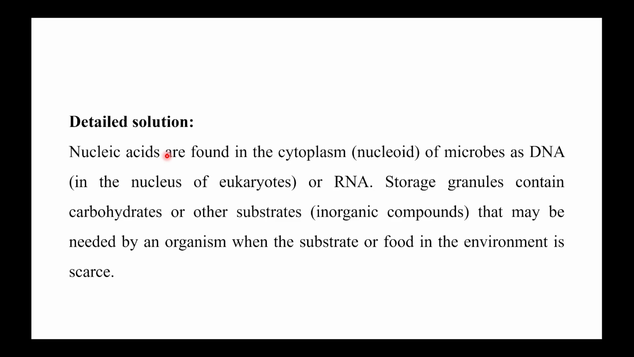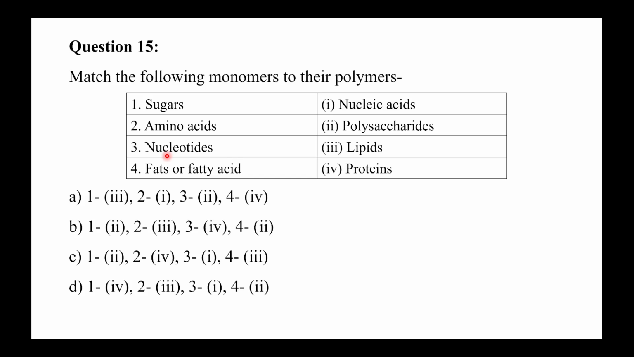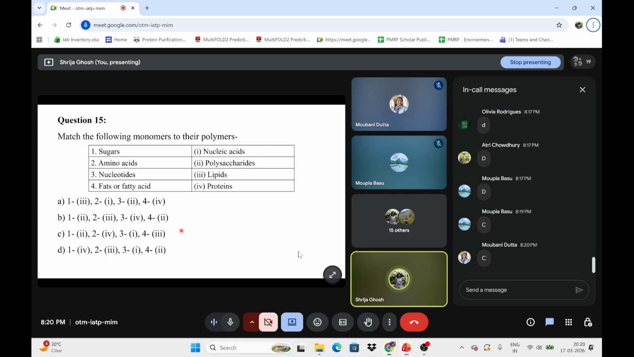So any doubt in this, please let me know. Meanwhile, let's see the next question. Match the following monomers to their polymers. You have monomers on the left hand side and the polymers on the right hand side. Match the monomers with the polymers. The monomers are sugars, amino acids, nucleotides, and fats or fatty acids. And the polymers are nucleic acids, polysaccharides, lipids, and proteins. Match the following. Write your answers in the chat box.